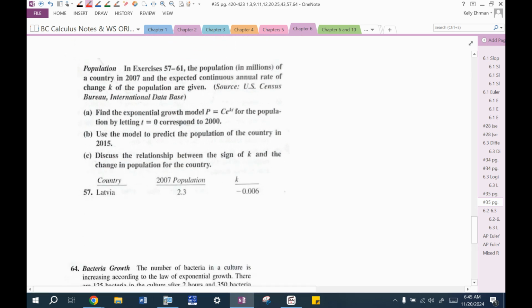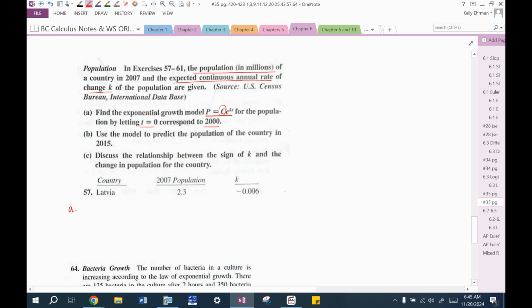For this problem, the population in millions of a country in 2007 and the expected continuous annual rate of change, k, of the population are given. So this is based on actual data. Find the exponential growth model, which is this, for the population by letting 0 correspond to 2000. So, all right, we have Latvia as our country. The population is 2.3 million. They're giving us the value of k here.